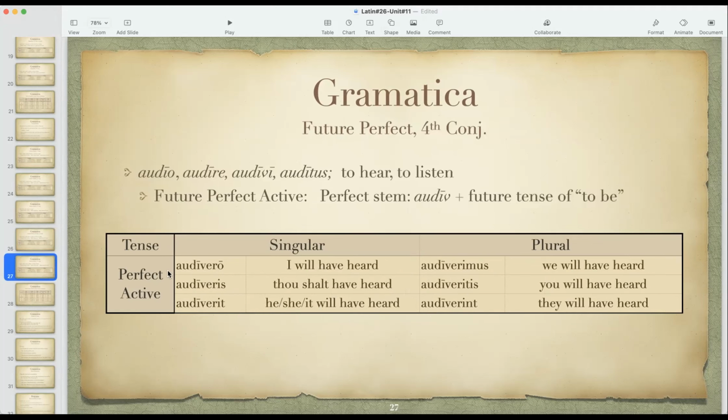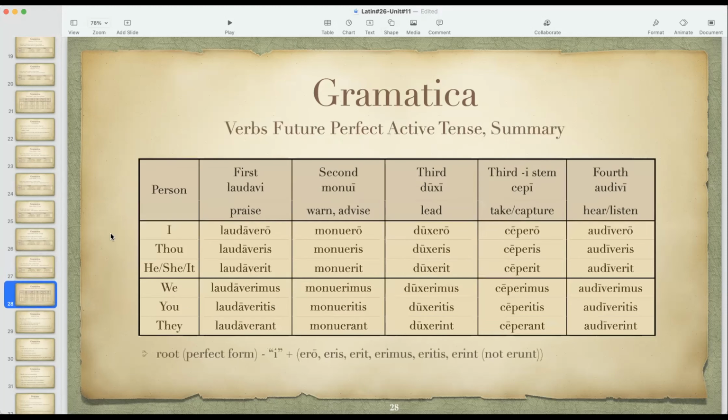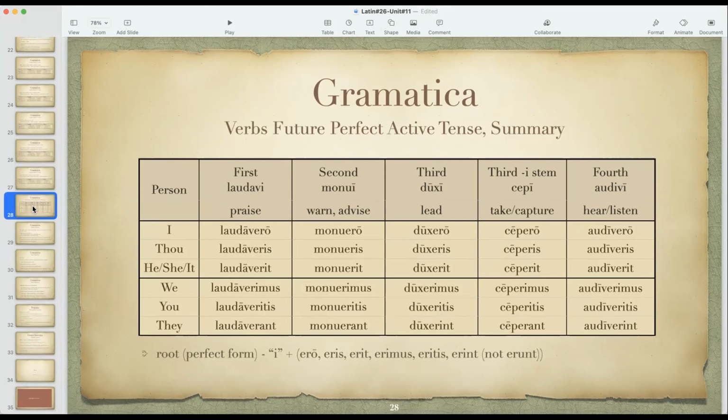Audio, audi, we take the audi, drop the I, same for both. Audivero, audiveris, audiverit, audiverimus, audiveritis, audiverint. Okay. And so here's the table. And as I said, you add the erint and not the erant. So you just have to pay attention there. So any questions on either of those?